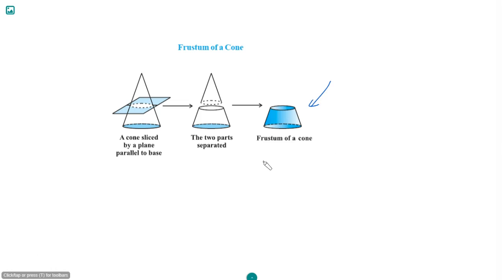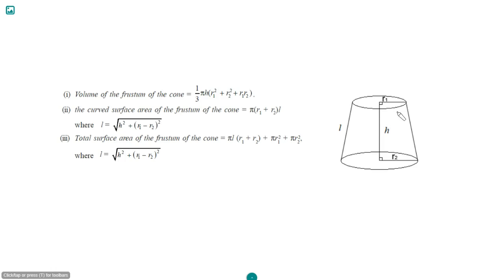The formulas for finding the volume and surface area of a frustum of a cone are similar to the formulas for a cone. We have a frustum here with radii r1 and r2, a height h and a slant height of L. If you look at the formula for volume of the frustum, you can see that it's similar to volume of a cone. So you know that volume of a cone is 1 by 3 pi r squared h. That's 1 by 3 pi into h into r squared. For frustum of a cone, you need to replace this r squared by r1 squared plus r2 squared plus r1 r2.